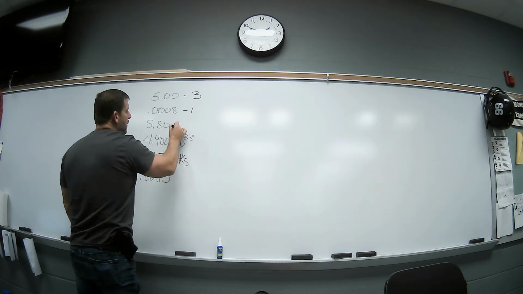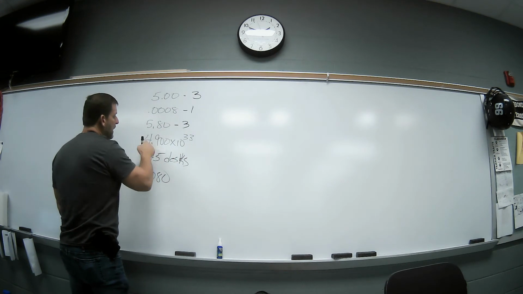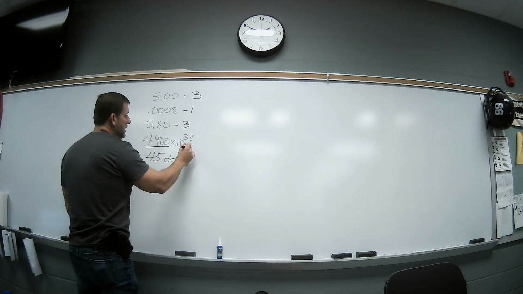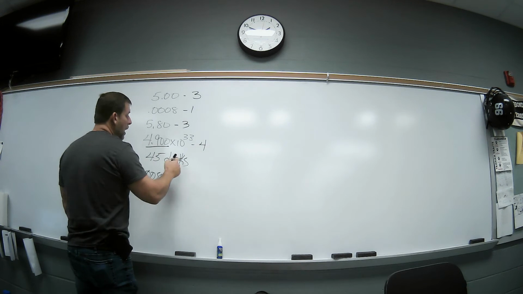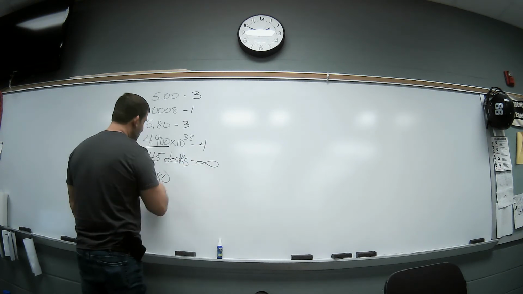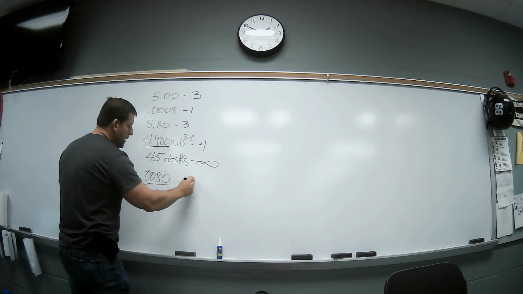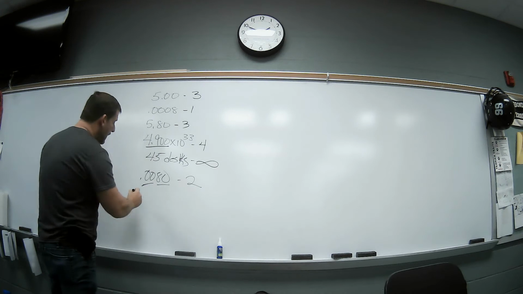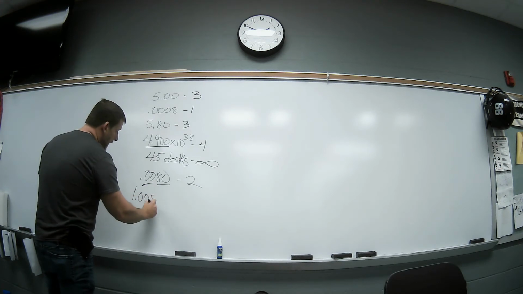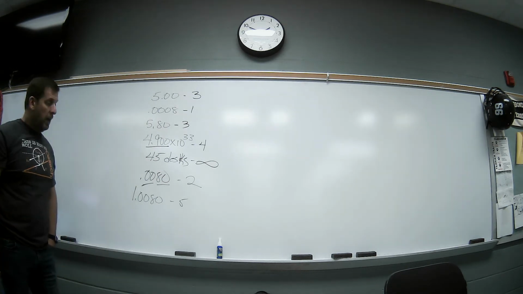This has 1 sig fig. This has 3 because that's significant. Here, this is considered 4 sig figs. 45 desks, that's an exact number, so we say that's infinity. These are placeholders, and so this gives me a 2. There's 2 here. Now, if I did 1.0080, we count them all, and we have 5 there.